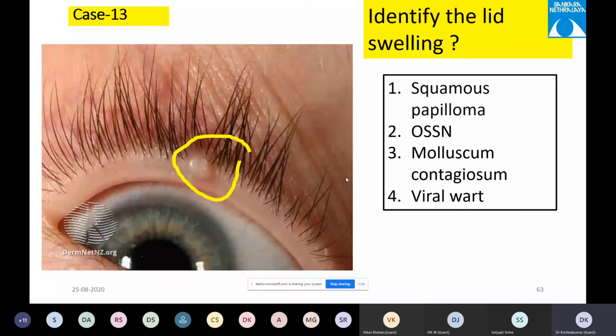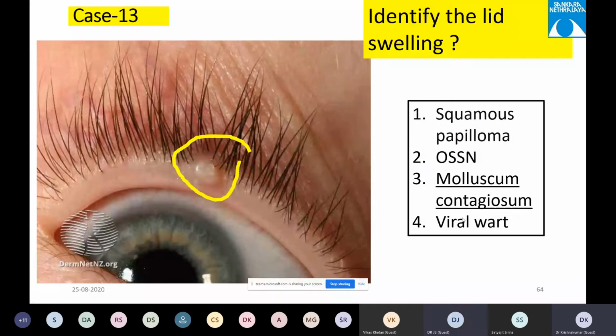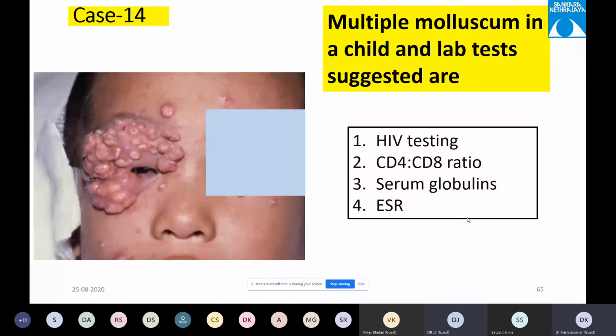What is this? In another case, lid lesion, you find an umbilicated papule. These are the four conditions: papilloma, OSSN, molluscum, and viral wart. What do you think is the answer? Yes, you are all correct. The correct answer is molluscum contagiosum, Dr. JB's favorite topic. Okay, and I think sir has published a lot.